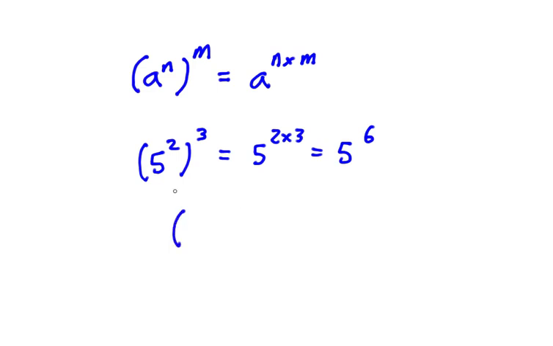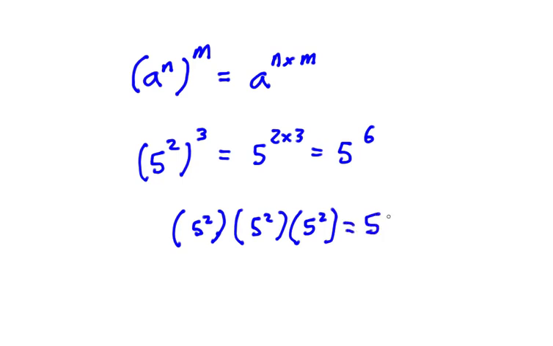Well, if I have 5 to the power of 2, and the 3 up here means I have 3 of those all multiplied together, then following what we saw before with addition, because these are the same base, I should add the powers together. So it's 5 to the power of 2 plus 2 plus 2, which gives me 5 to the power of 6. Instead of 2 plus 2 plus 2, we can simplify that as a multiplication, 2 times 3.